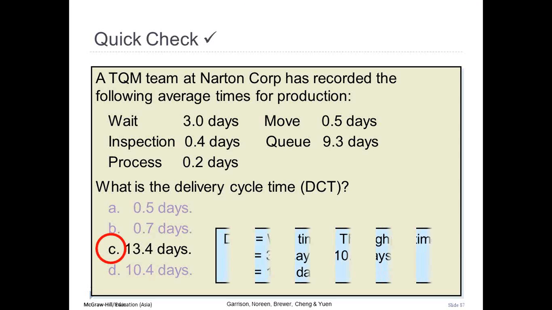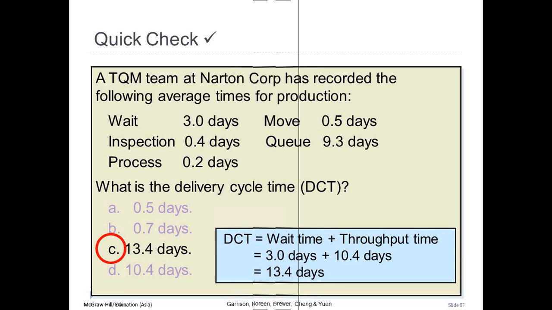Delivery cycle time is the sum of wait time plus throughput time. The total of these 2 times is 13.4 days. Now, predetermined overhead rates and overhead analysis in a standard costing system.